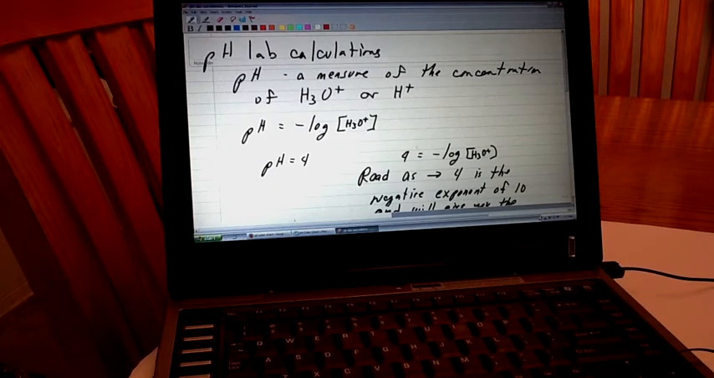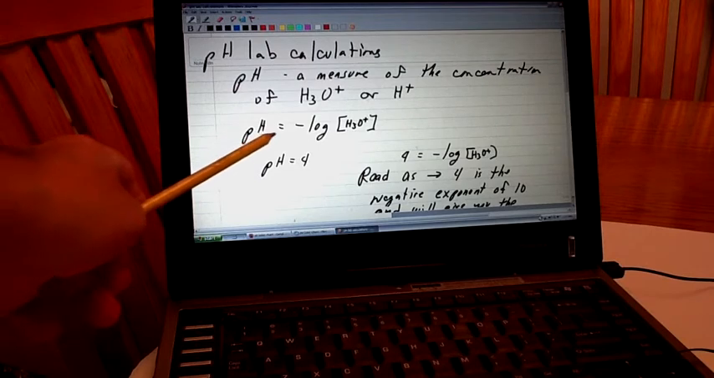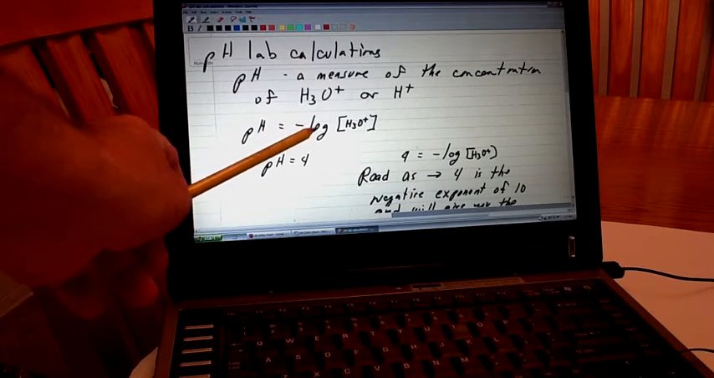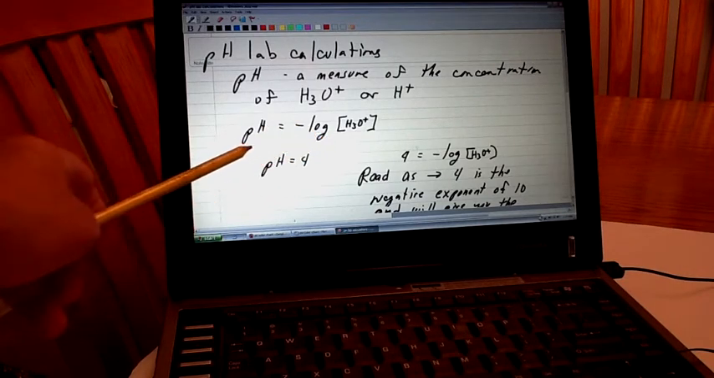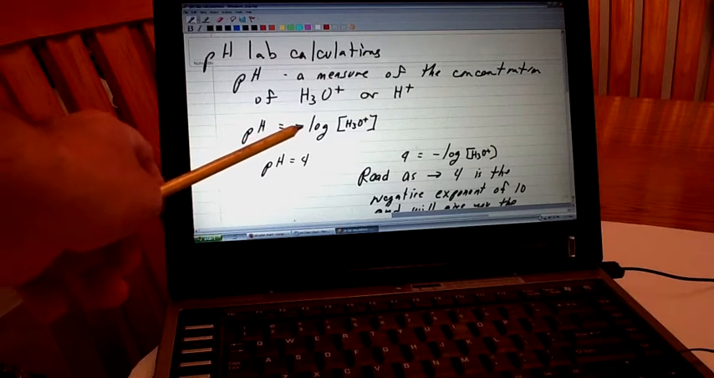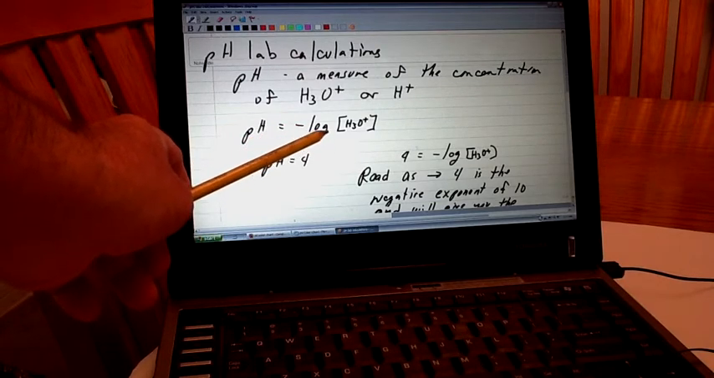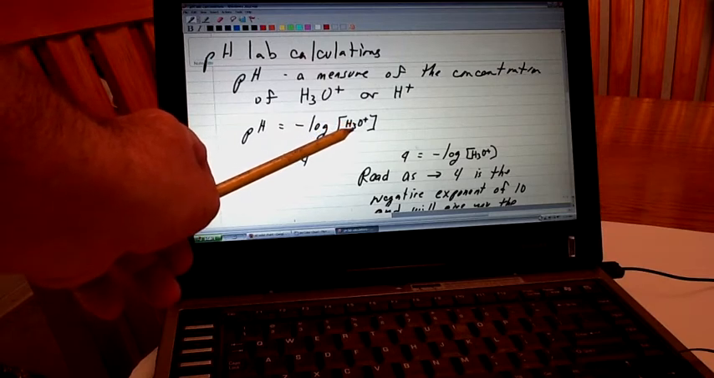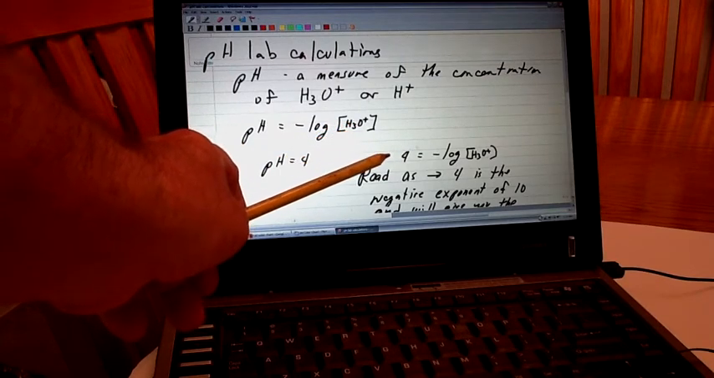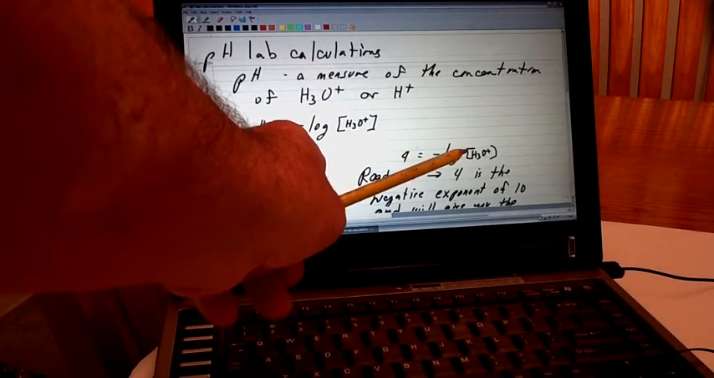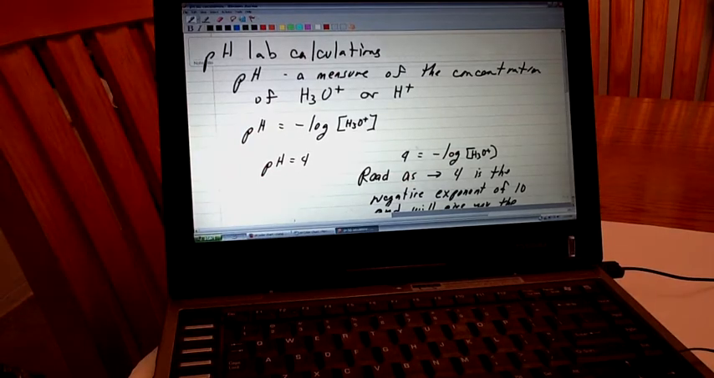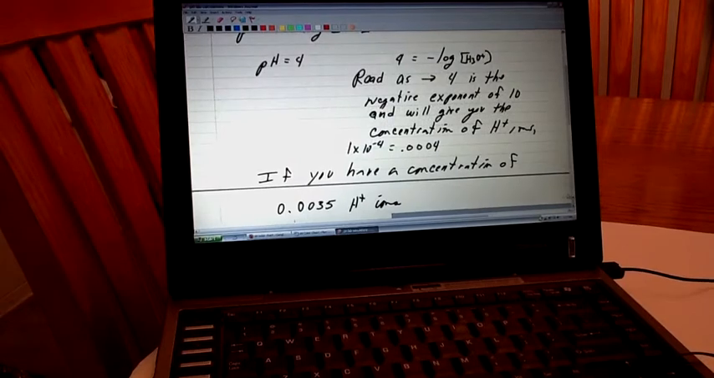logarithmic equation. It's read like this. pH is the negative exponent. A log is an exponent. The base here, when it's not written, is 10. So pH is the negative exponent of 10, and that negative exponent of 10 will give you the concentration of hydronium ions. If the pH is 4, 4 is the negative exponent of 10 and will give you the concentration of hydronium ions, which is what I've written right there. And it simply means 1 times 10 to the negative fourth, which is 0.0001.